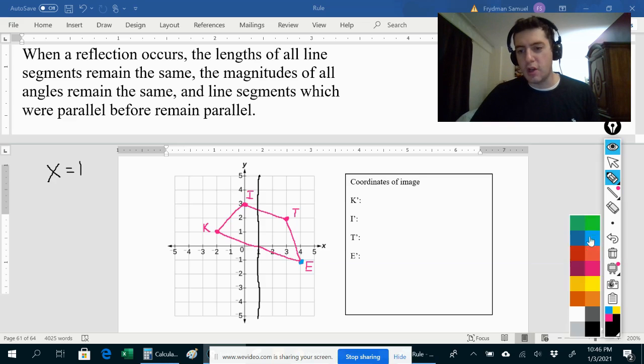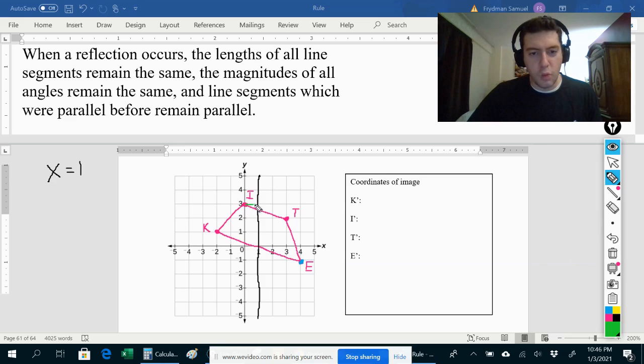So if we just do a quick reflection over here, let's see, 1, 1. So that would be our new I prime. 1, 2. That would be our new T prime. 1, 2, 3. That would be our new K prime. And 1, 2, 3. That would be our new E prime. And let's play connect the dots here. Let me switch colors just so it'll make it a little bit easier to see.